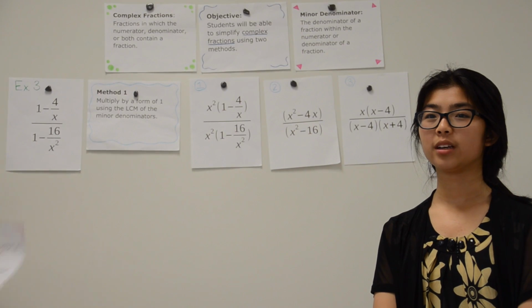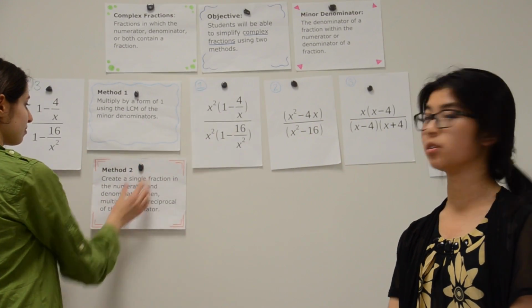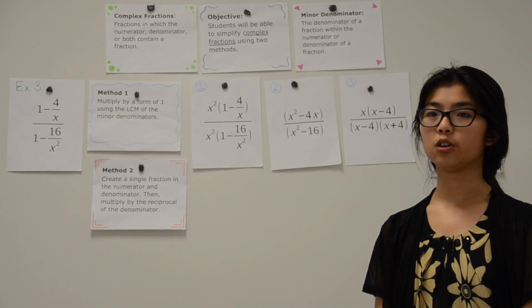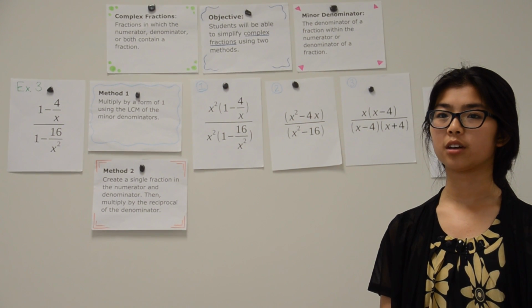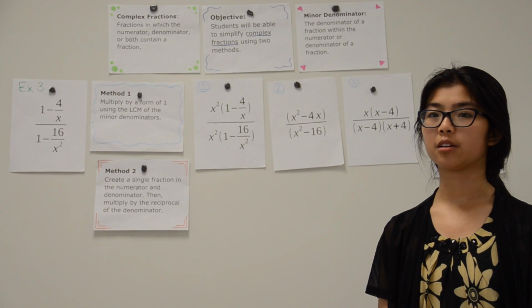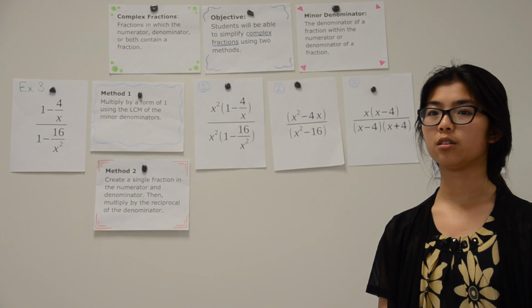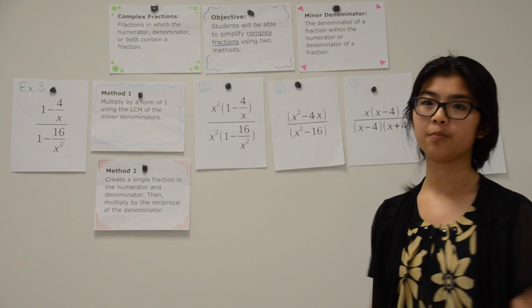Method 2 of this one is a little different from the previous examples. There are multiple terms in the numerator and denominator. To make a single fraction in the numerator and denominator, you have to make a common denominator of the both terms separately in the numerator and the denominator.